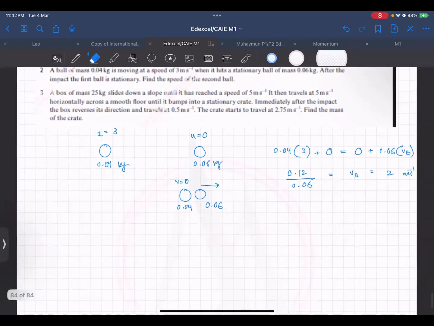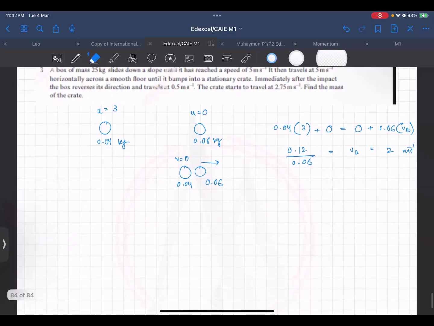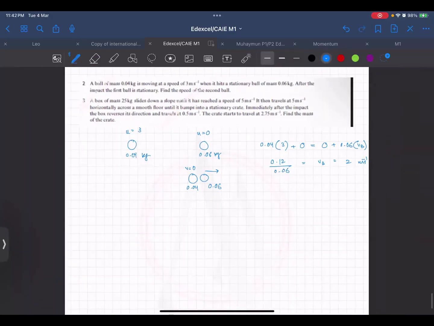Okay, I'll do one more and then you people will try one. A box of mass 25 kg slides down a slope. So let's make a slope. There's a box of mass 25 kg. It slides down a slope until it has reached a speed of 5. It then travels at 5 horizontally across a smooth floor.